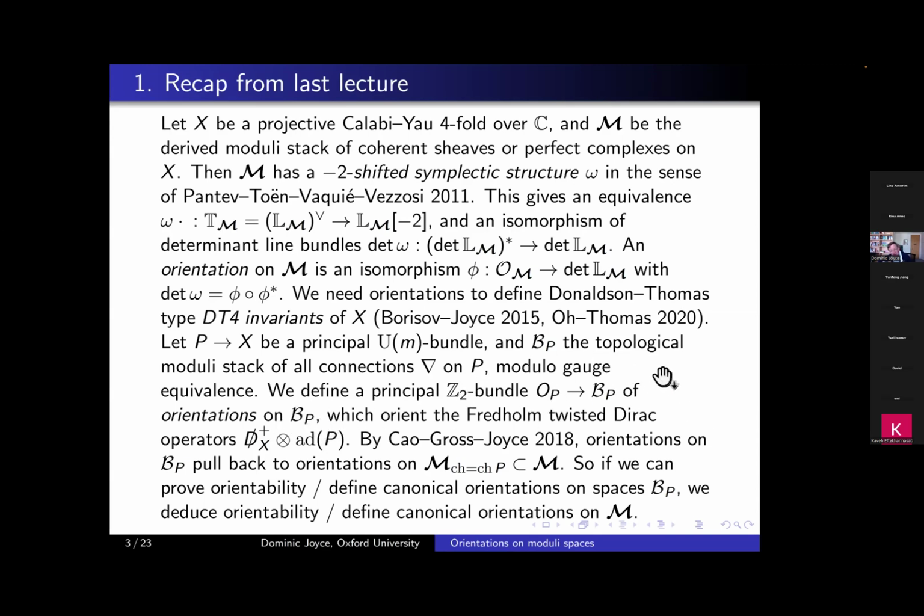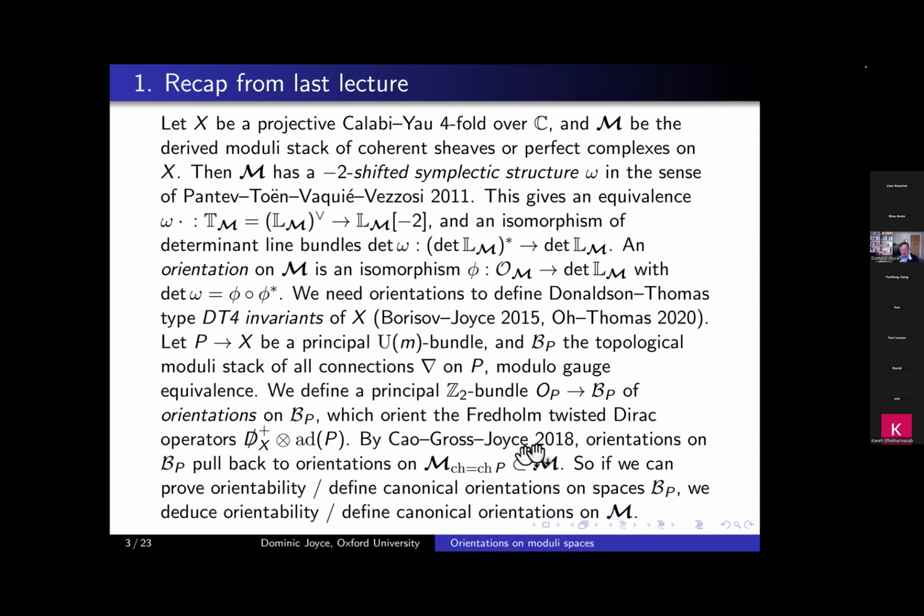Well, BP is really infinite dimensional. But these are orientations of the Fredholm operator, the positive Dirac operator, twisted by the adjoint bundle of this principal U(m) bundle P, and using the connection to make this operator. So an orientation on a Fredholm operator is basically an orientation on the determinant, the top exterior power of the kernel tensored with the dual top exterior power of the cokernel. And this turns out to be a natural thing to look at.